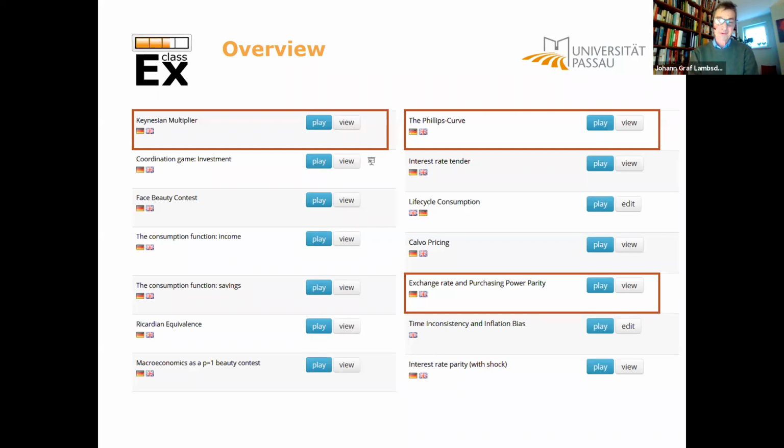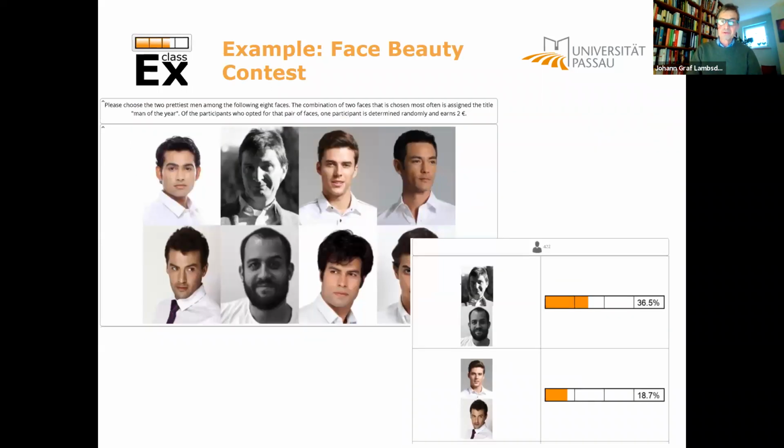And this is the first one that we think really works smoothly. We have a game on time inconsistency and inflation bias and interest rate parity. But let me address a few questions just quickly.